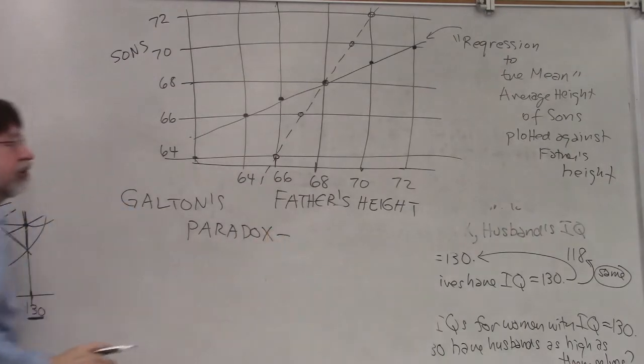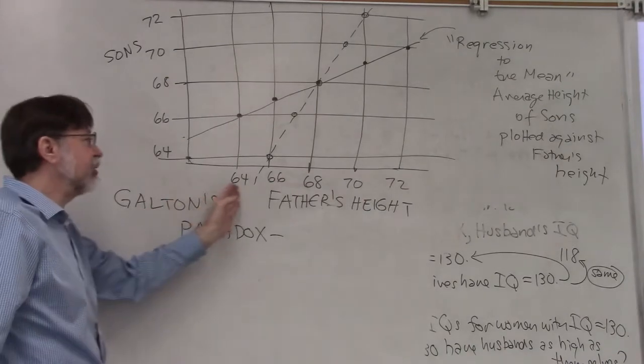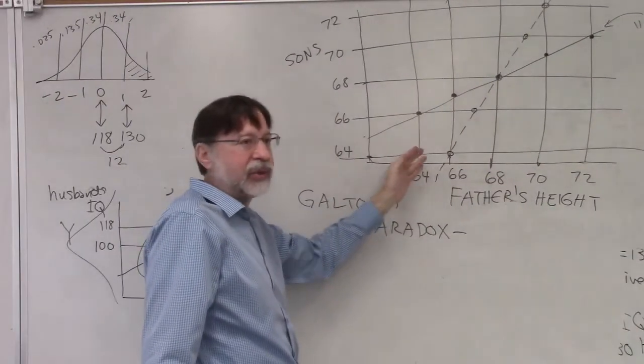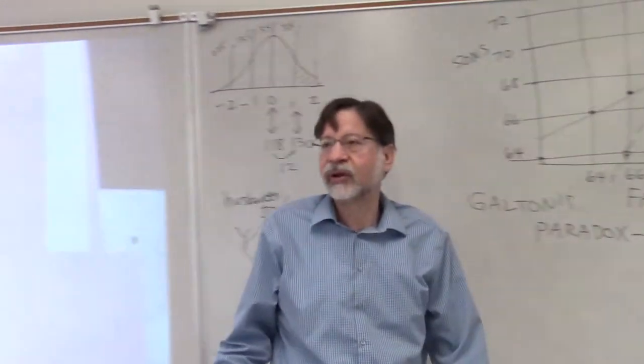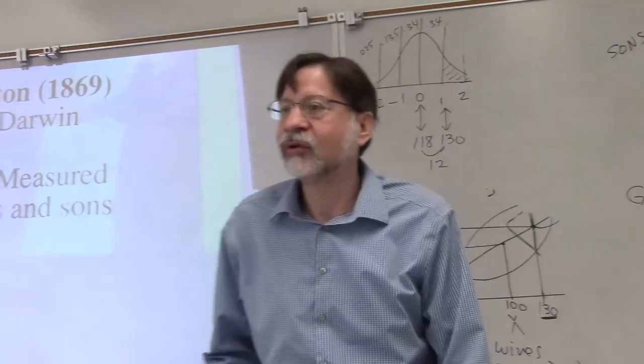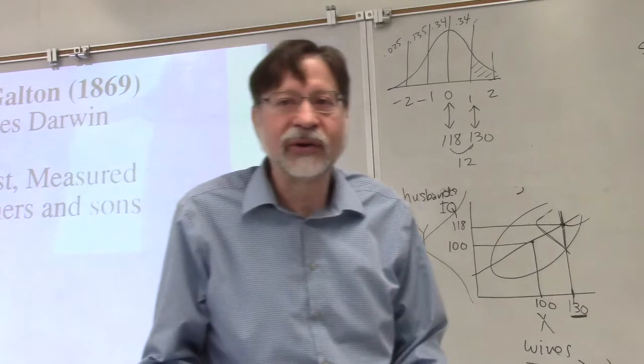Why is it a paradox? Well, it'll seem more paradoxical to you maybe with other examples, but it seems like you're saying the sons are taller than the fathers. For short fathers, the sons are taller than the fathers, but for short sons, the fathers are taller than the sons. So the fathers are both shorter than and taller than their sons. And that seems sort of paradoxical, right?